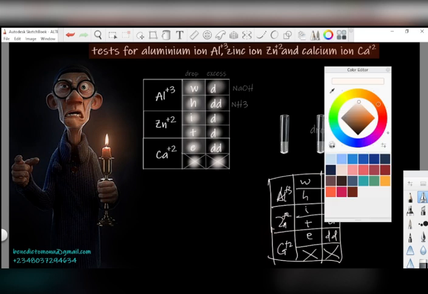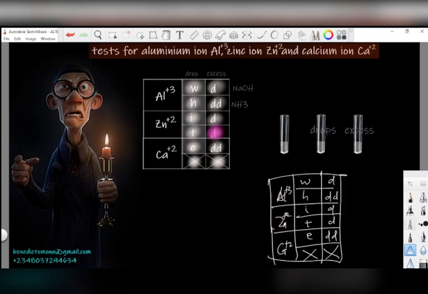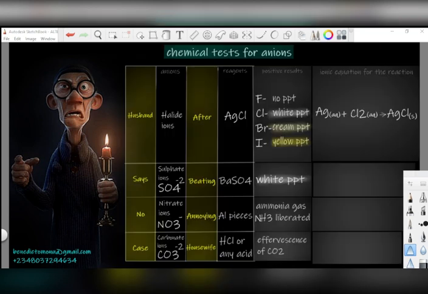So my question to you is this. Ask yourself, can you explain this one? This one means if you add ammonia in excess to a sample that contains the zinc ion, a white precipitate is formed and that precipitate dissolves in excess ammonia. That brings us to the end of chemical tests for cations. Now let's look at chemical tests for anions.